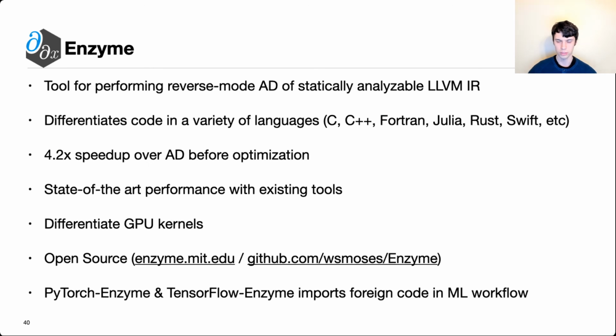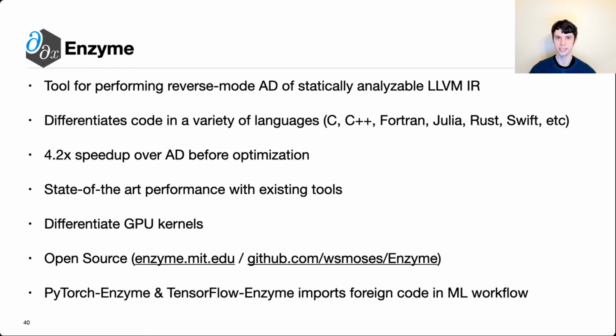So let's look at this entire story overall then. Enzyme itself is a tool for performing reverse mode automatic differentiation of generic statically analyzable LLVM-IR. This provides two key benefits. The first is that we're able to differentiate code in a variety of languages, since all of these languages eventually go down to the LLVM-IR level. These include, say, C, C++, Fortran, Julia, Rust, Swift, TensorFlow, what have you. It's fairly common for most front ends to go down to LLVM at some point.